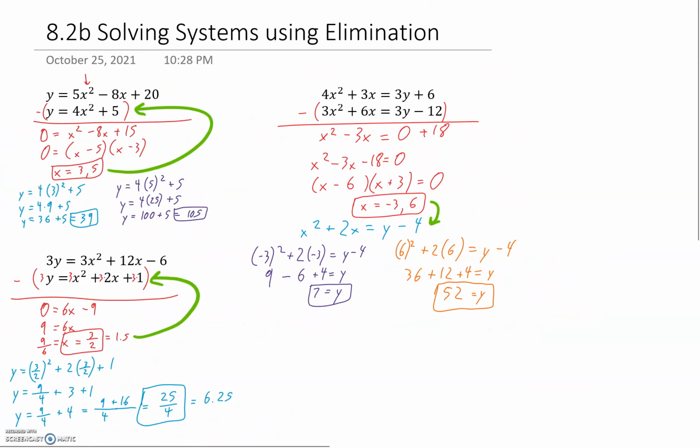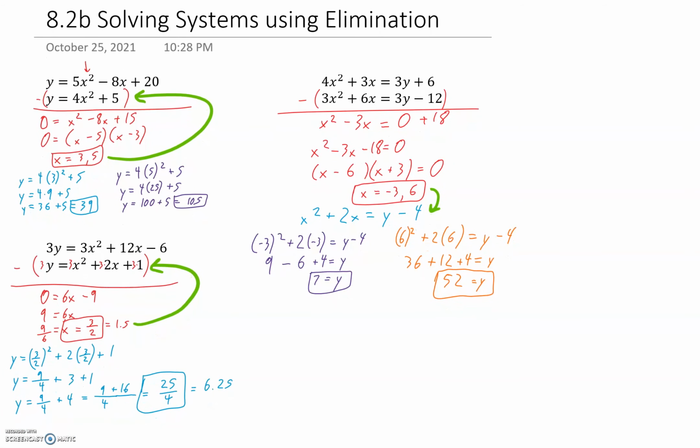All right. So I hope that this video helped you understand what solving systems using elimination kind of looks like and gave you a little bit of practice with it. I hope that this video helped you, and good luck with 8.2.